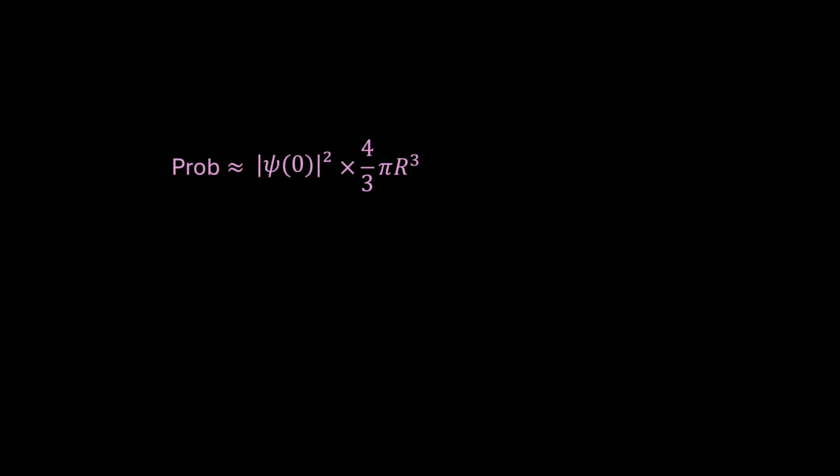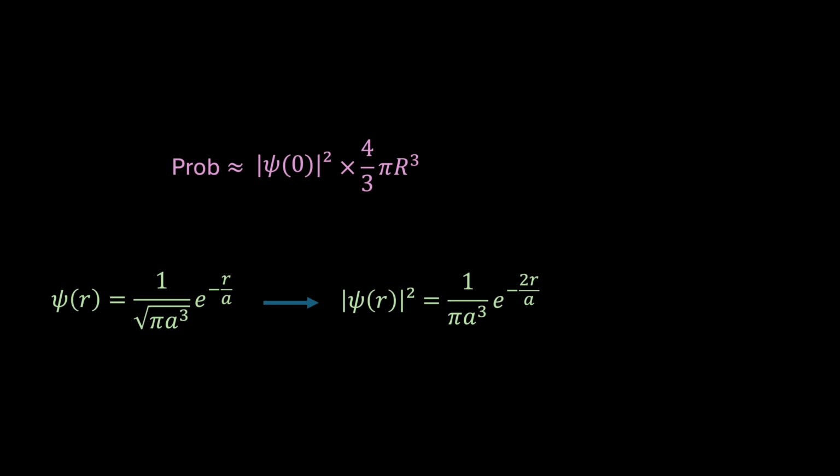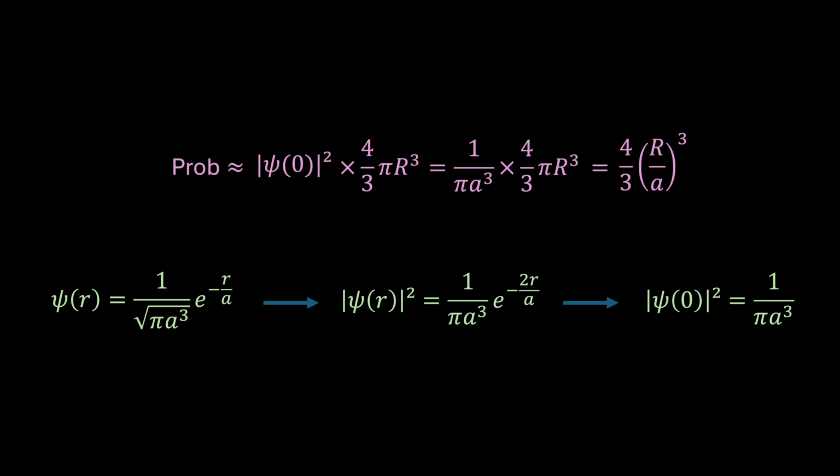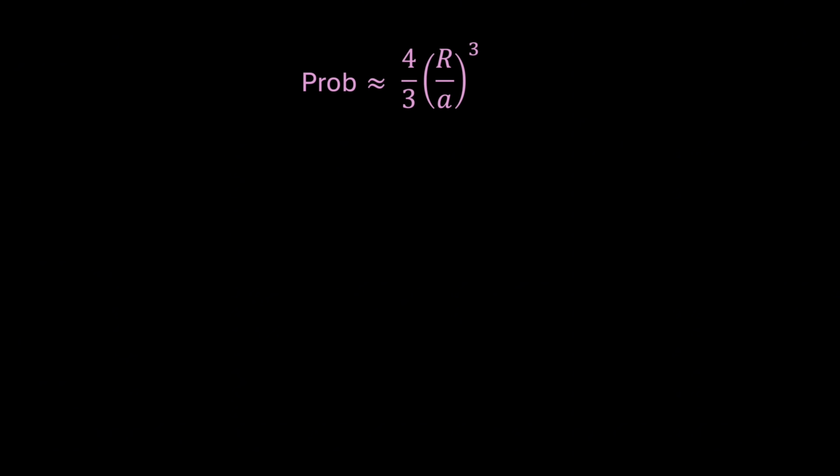Now, as we've already seen, the hydrogen ground state wave function takes the following form. From this, we can construct the probability density, which is simply the modulus squared, and then we see that at the origin, this will be equal to 1 over pi times a cubed. And if we sub this into our probability expression and simplify, we find that the probability is roughly equal to 4/3 R over a cubed, which is exactly the same result as before, but just in a few lines and without the integration.